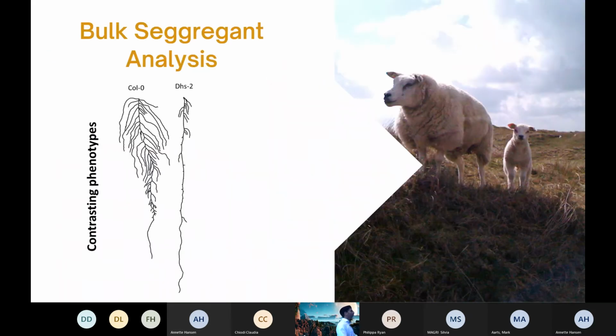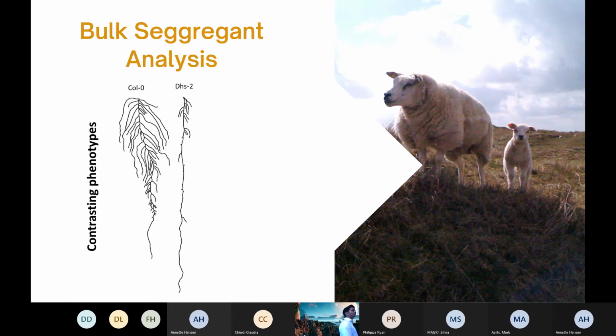Similarly, the bulk segregant analysis. We had two contrasting phenotypes. One is Columbia, which is the reference commonly used everywhere, and we collected one accession from Texel Island in the Netherlands, which grows in sandy soil. It has a long primary root and a smaller number of lateral roots, which is a known natural adaptation, and it's a contrasting phenotype.